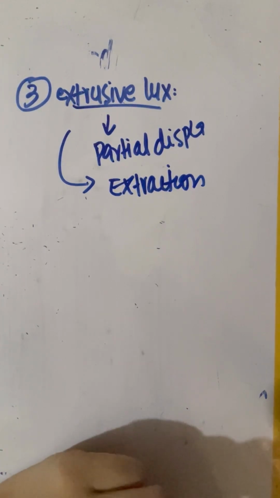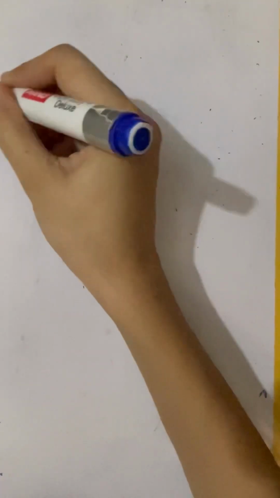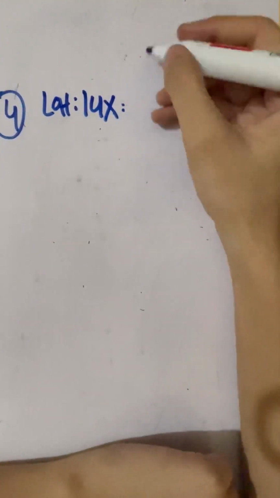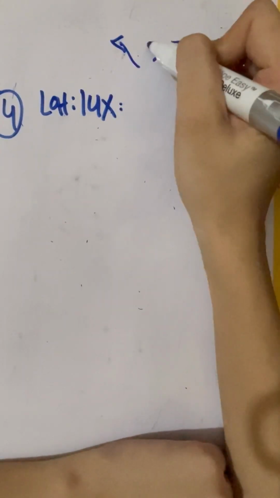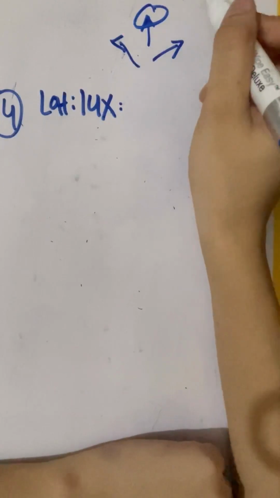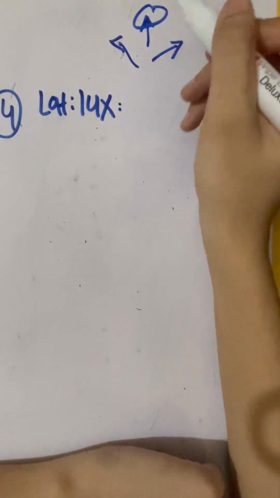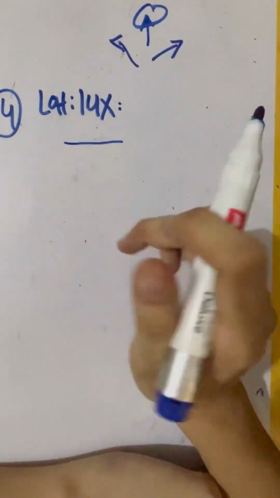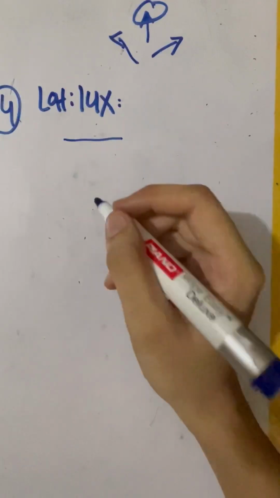Then comes the fourth type of injury, which is lateral luxation. What was lateral luxation? Lateral luxation was that the tooth is moving laterally, but it is not moving axially. It is not moving towards the alveolar bone. What will the injury be called if it is moved axially? It will be intrusive luxation. So in lateral luxation, we have to say where the crown and root are going.